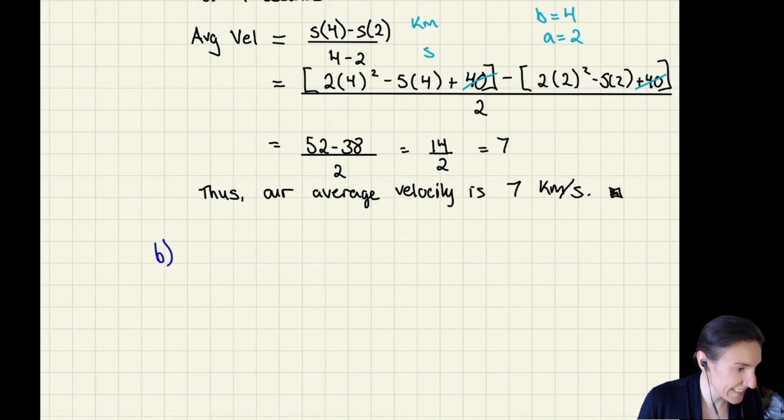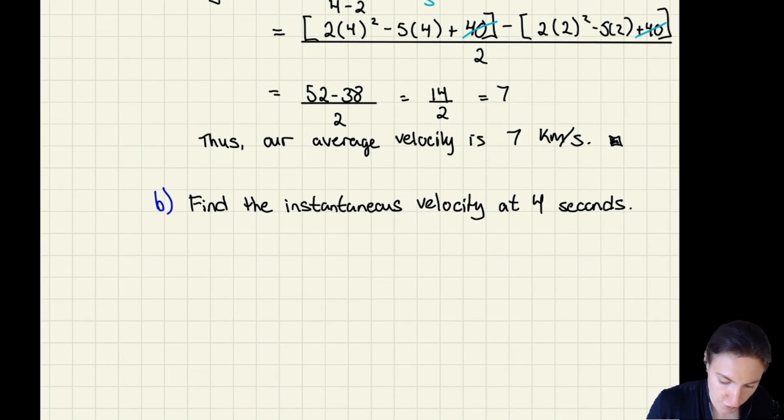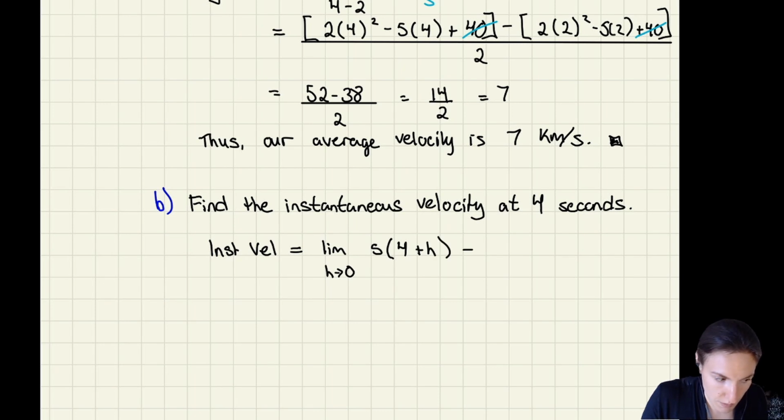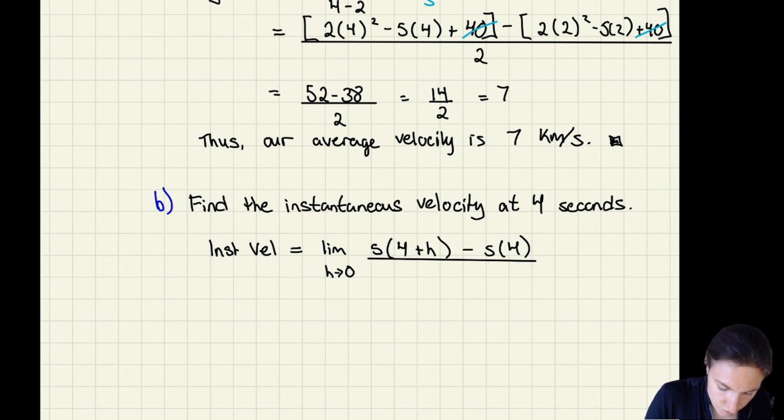Now we're going to find the instantaneous velocity at 4 seconds. Let's first write our equation. Our instantaneous velocity is going to be equal to, so this is when we consider a limit, the limit as h goes to 0. The function that we're talking about here is s, and I'm interested at the point 4. So s of 4 plus h minus s of 4, all divided by h.